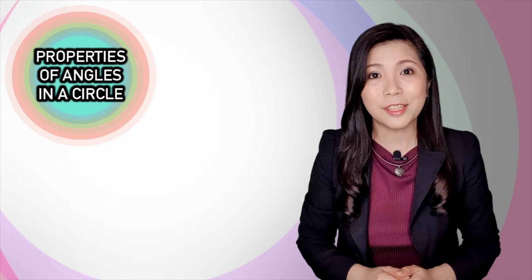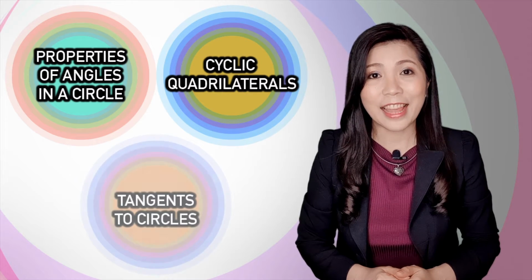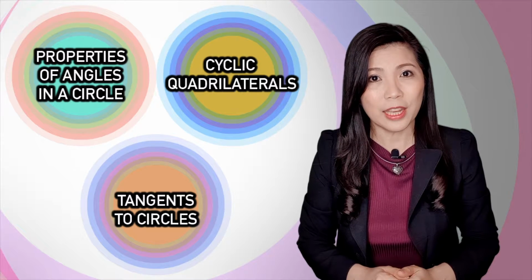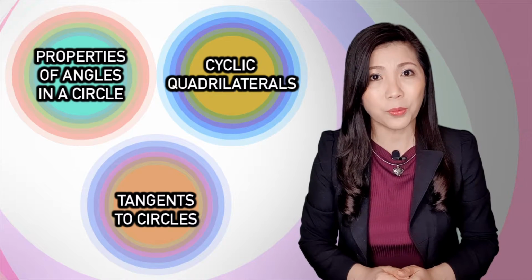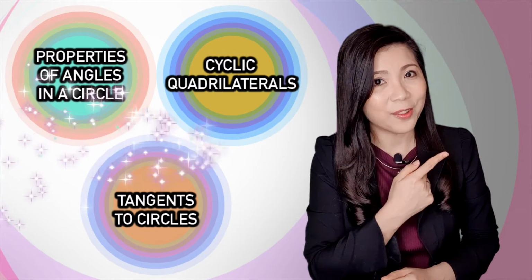In this video, I'll be covering 3 important things related to circles. Number 1, properties of angles in a circle. Number 2, cyclic quadrilaterals. And number 3, tangents to circles. Remember to watch until the end of the video if you want to know how to solve KBAT HOTS questions related to circles, and we'll start right now.